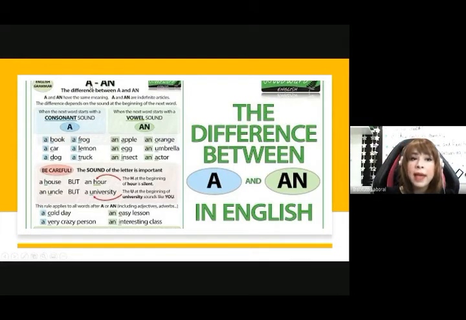The articles a and an. A and an have the same meaning. That means uno o una. A and an are indefinite articles. The difference depends on the sound of the beginning of the next word.